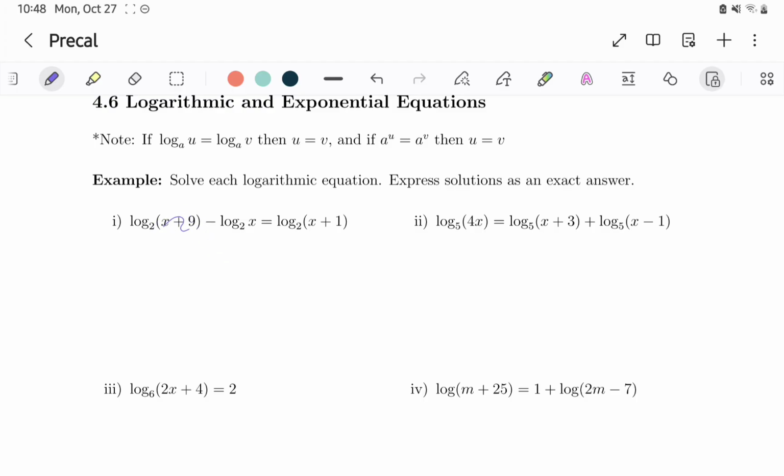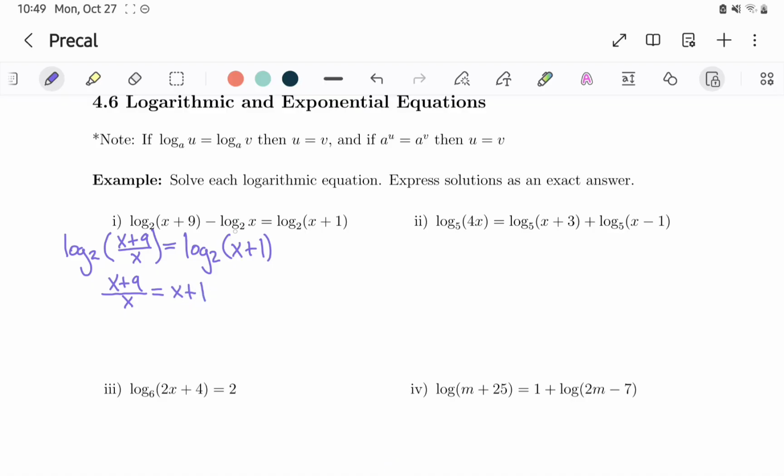All right, so for our first example, we're given log base 2 of x plus 9 minus log base 2 of x equals log base 2 of x plus 1. We can use the quotient property on the left-hand side to rewrite this as log base 2 of (x plus 9) over x equals log base 2 of x plus 1. Now that we have a single logarithm with the same base on each side, we can conclude that (x plus 9) over x is equal to x plus 1. So let's drop the logarithms using the note at the top, and now we're just considering the equation (x plus 9) over x equals x plus 1.